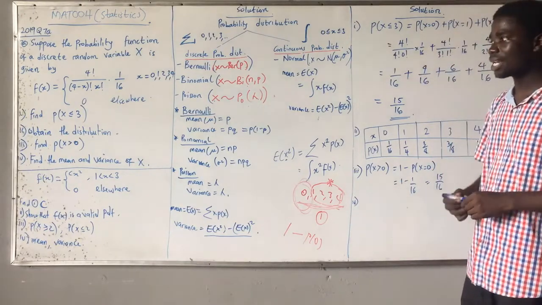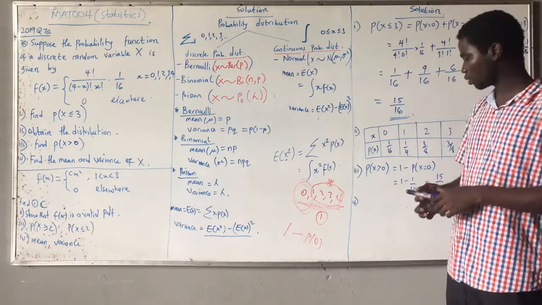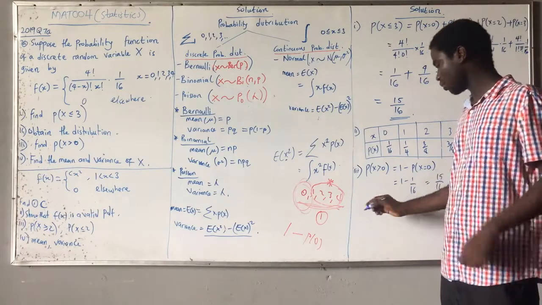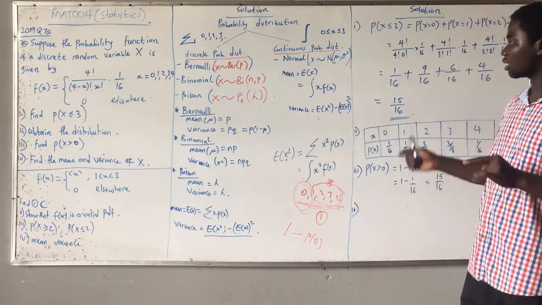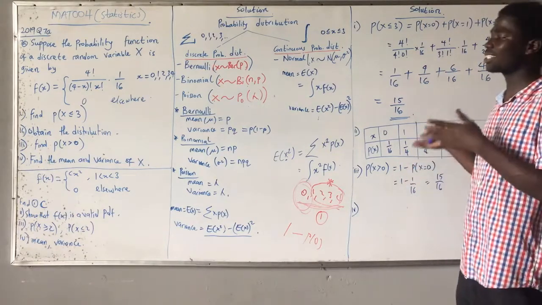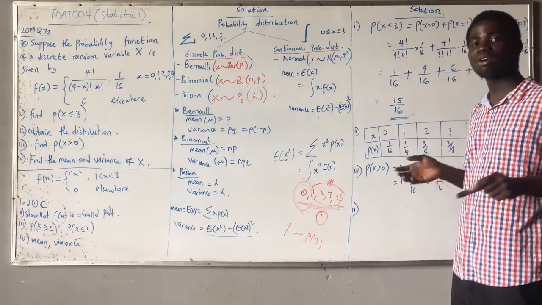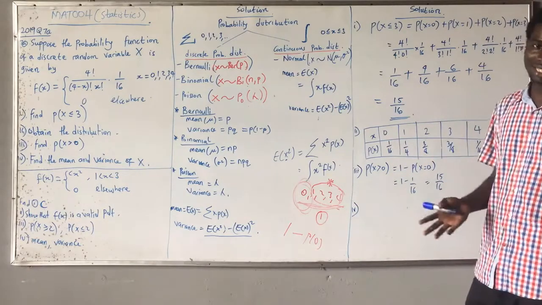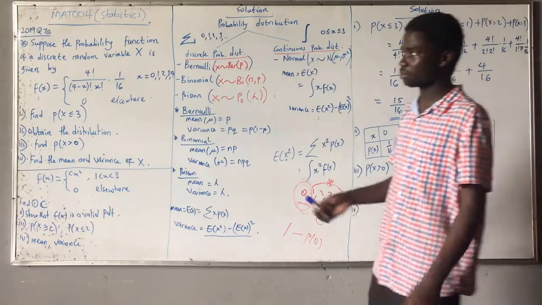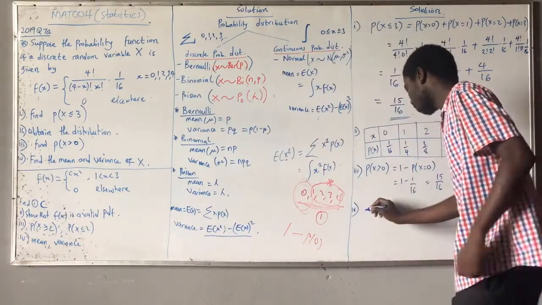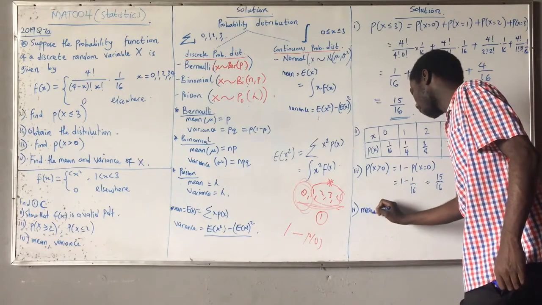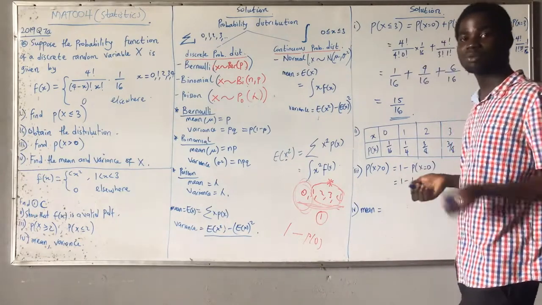Now, the fourth question, they now say what? Find the mean and variance. I have told you before that for... Now, the question is, is this a discrete probability distribution or a continuous probability distribution? The answer is what? It is a discrete probability distribution because we are not using what? Intervals. So, the mean has to be equal to what?